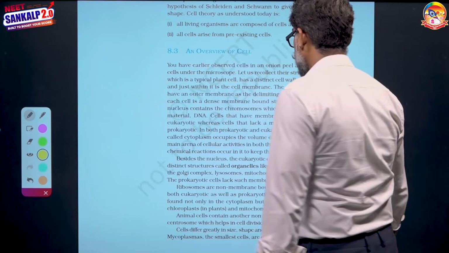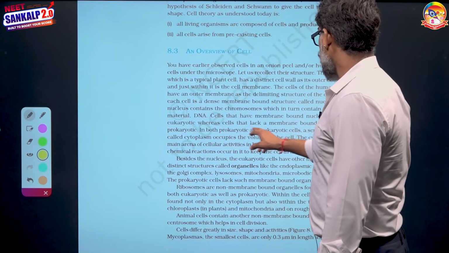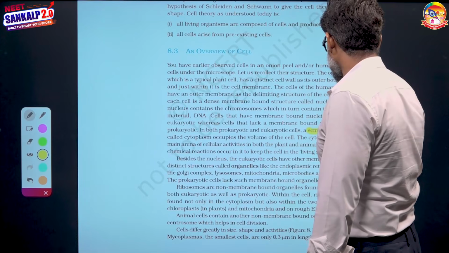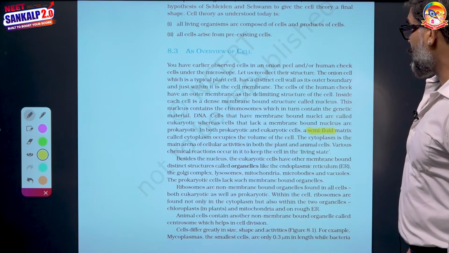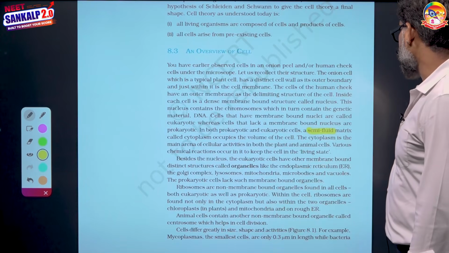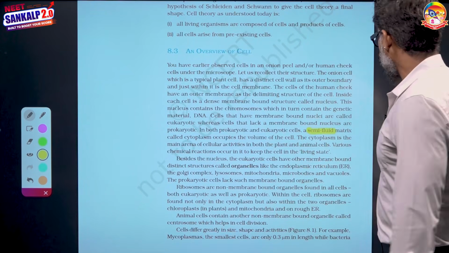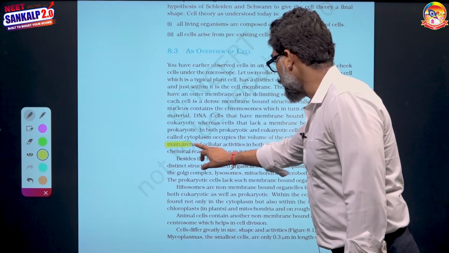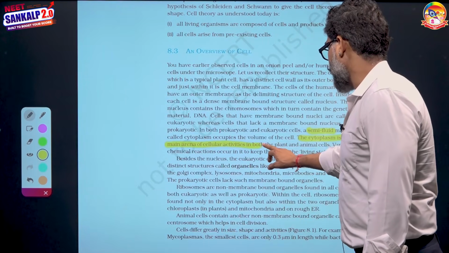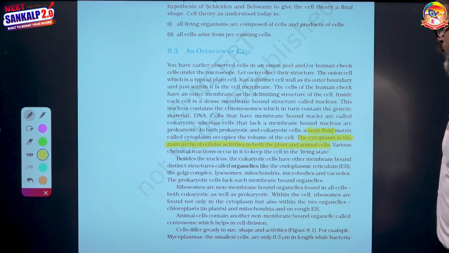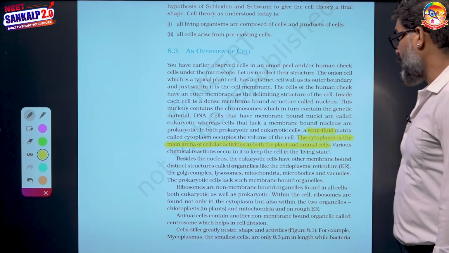One more thing here: in both prokaryotic and eukaryotic cells, a semi-fluid matrix called cytoplasm occupies the volume of the cell. The cytoplasm is the site of chemical reactions. Cytoplasm is the main arena. This line is also very important from the exam point of view. The main arena of cellular activities in both plant and animal cells is cytoplasm. So keep this information in your memory.